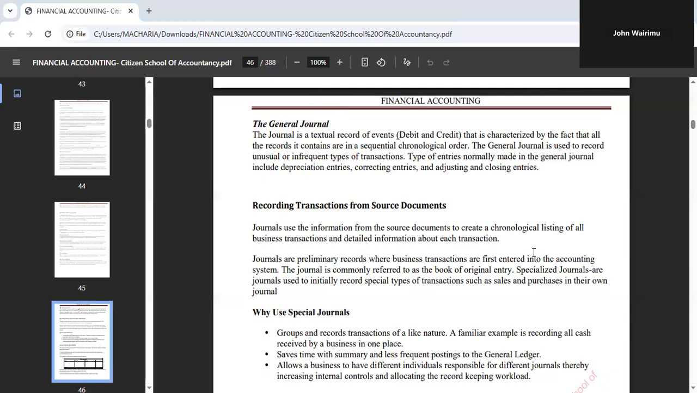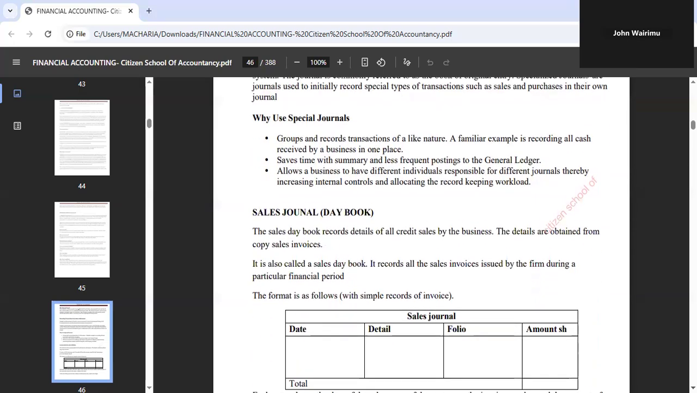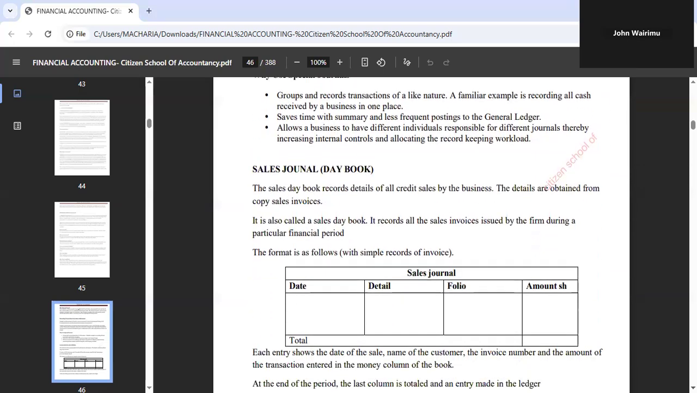Now, we want to see how do we record this? I will not read a lot on this. I will move straight to the sales journal. A sales journal book records details of all credit sales by the business. The details are obtained from a copy of the sales invoice. This is how a sales journal book looks.